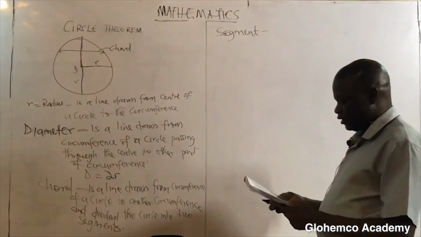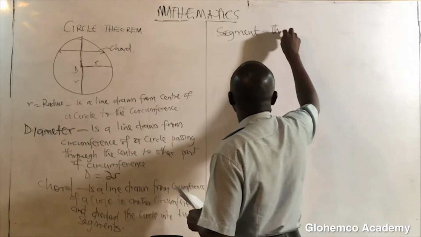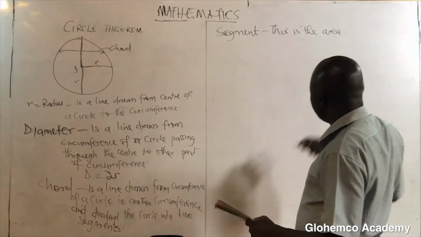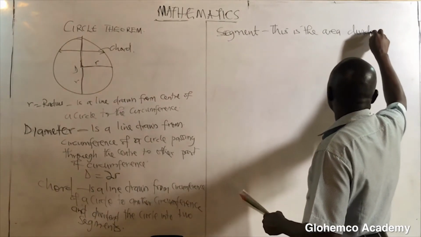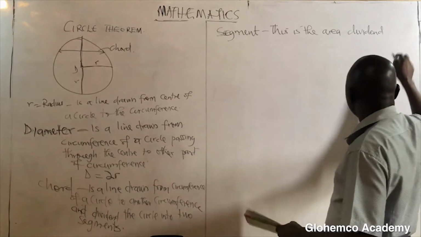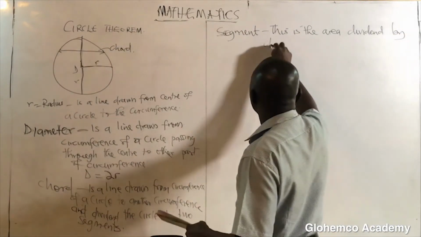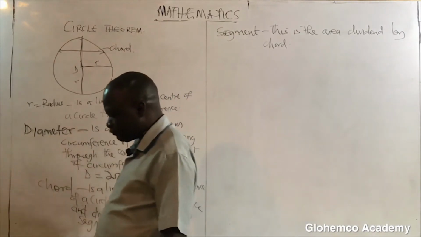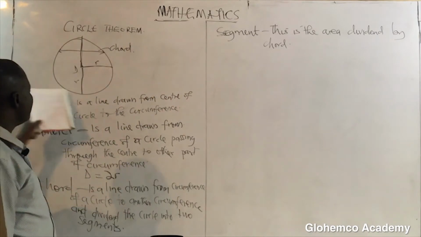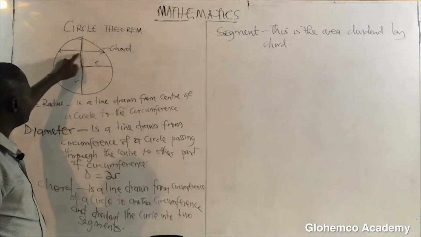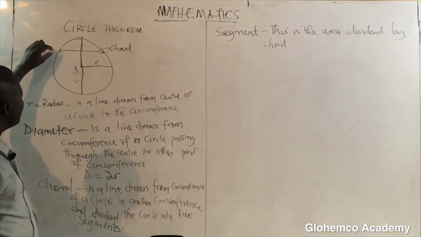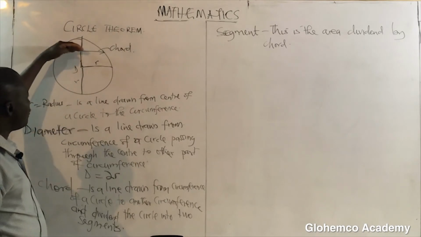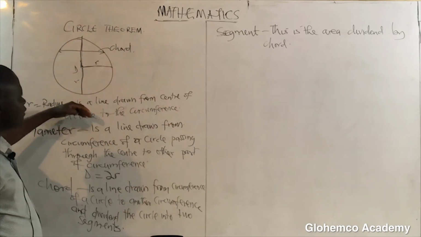Segment is what? It is area. This is the area divided by a chord. When we talk of segment, we said it's an area. Segment is an area divided by a chord. This is a chord now. When you look at the chord, this chord has divided the circle into two. We have the upper segment and the lower segment.